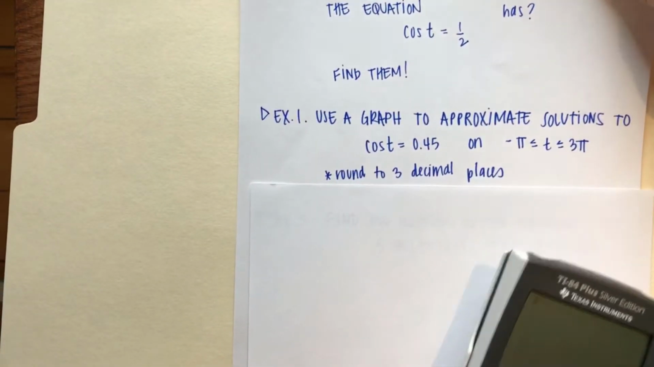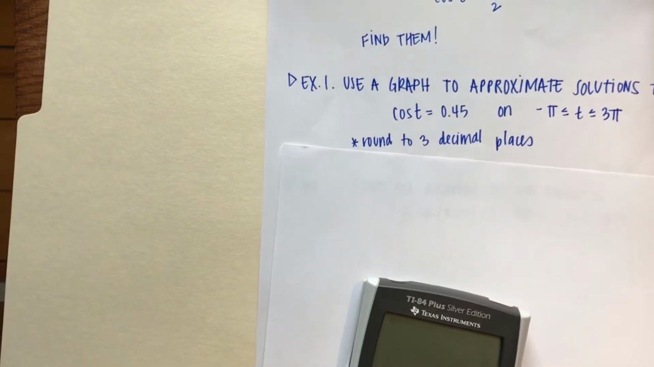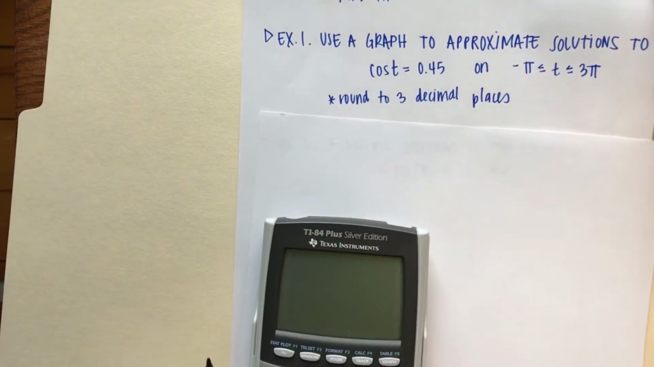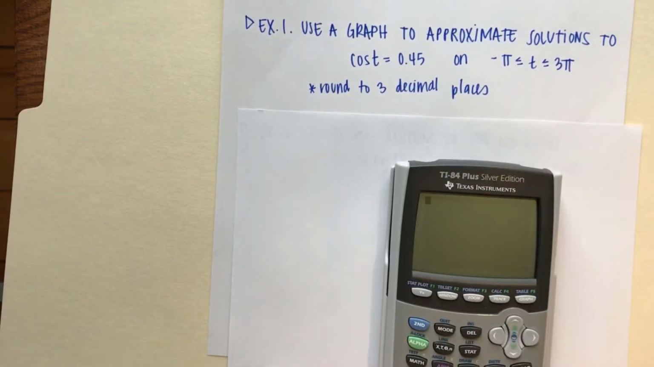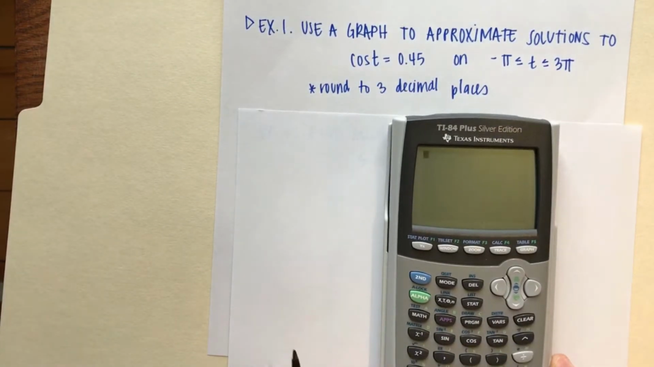Let's look at this example. You've already attempted this on your own, so let's do it together. We have a graphing calculator, and we're just looking for approximations on 0 to 3 pi. So let's go through this.